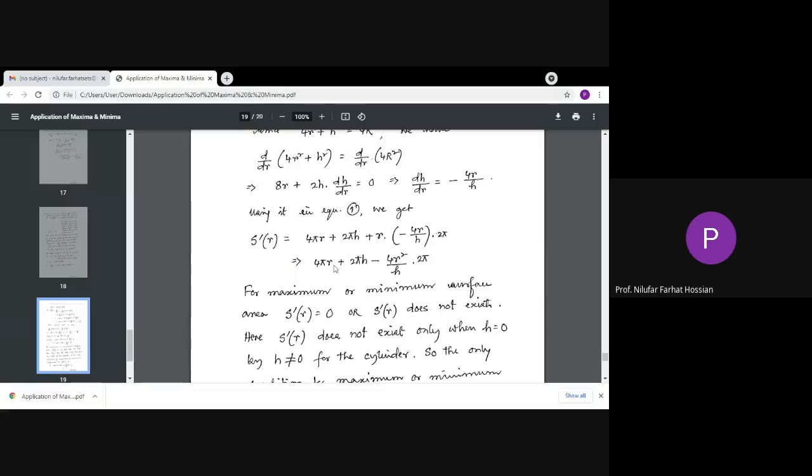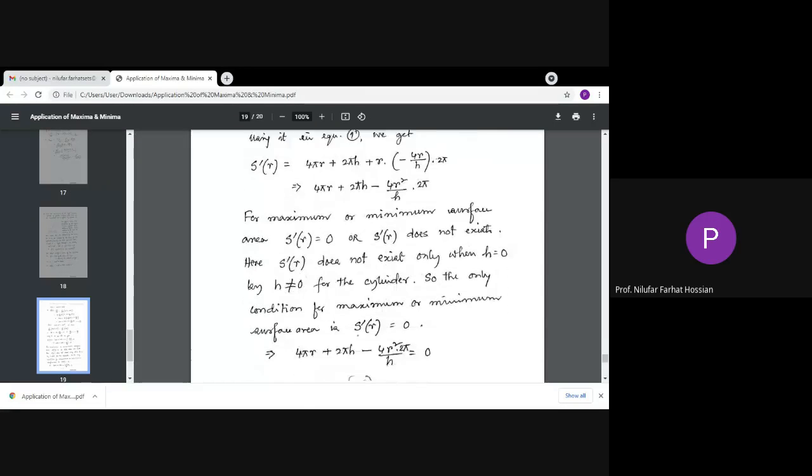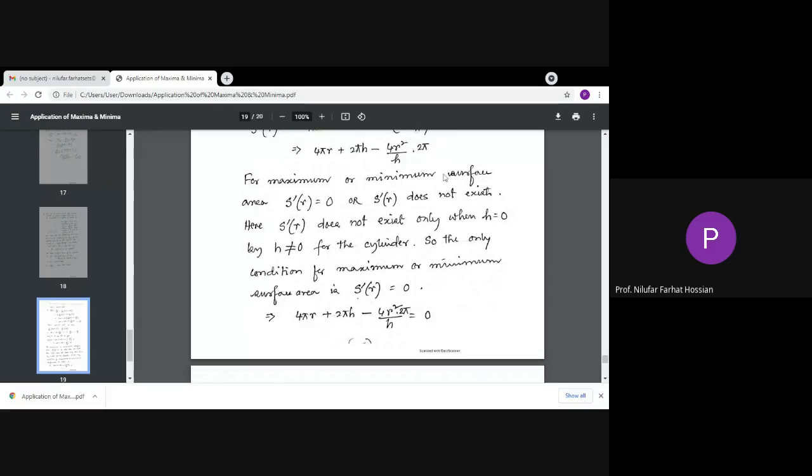And you see, this is a polynomial function in r, so there is no value of r where this derivative becomes infinite. So we have only one condition, S prime r equal to 0. Here S prime r does not exist only when h equals 0, and here h is the height of the cylinder, so h cannot be equal to 0. So this condition is not valid here. We have to take only the condition S prime r equal to 0, for which this whole thing should be equal to 0.